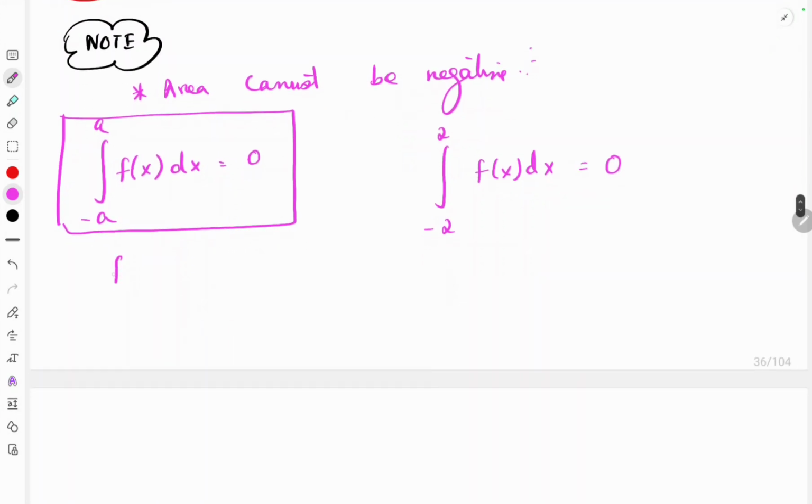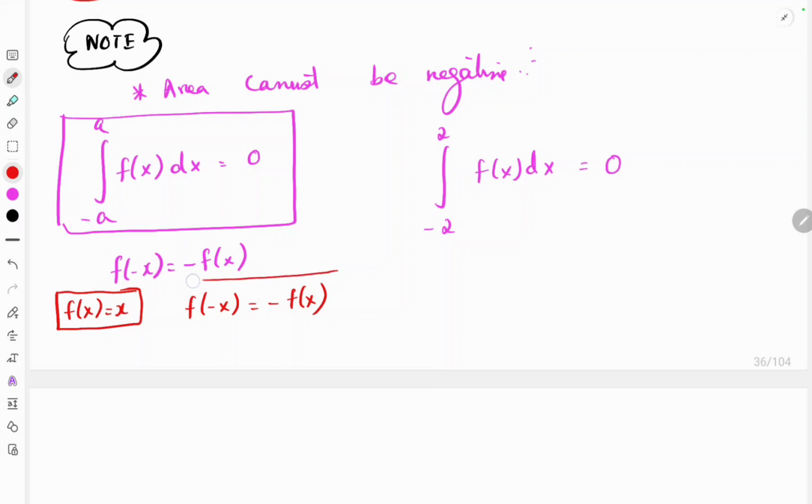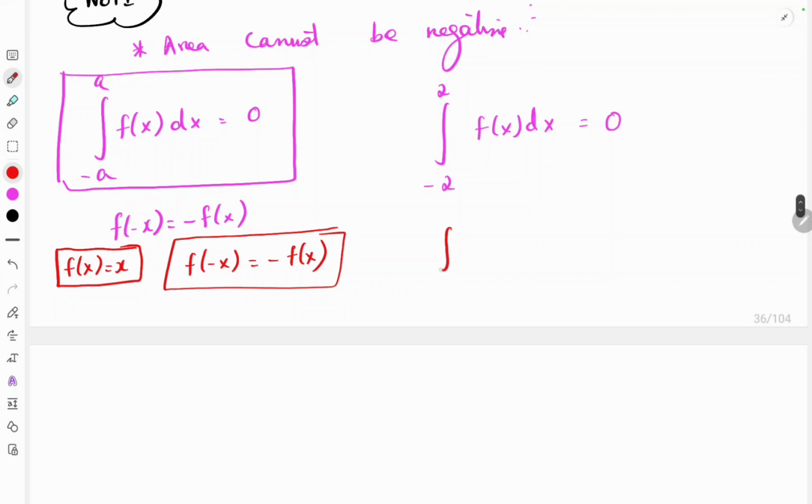because what is an odd function? F of minus x will be equal to minus f of x. I am taking f of x equal to just x, which means f of minus x will be equal to minus f of x. So from here, if I take the same thing, minus 2 to 2 x dx, the answer will be 0 if they are just asking to find the integral.